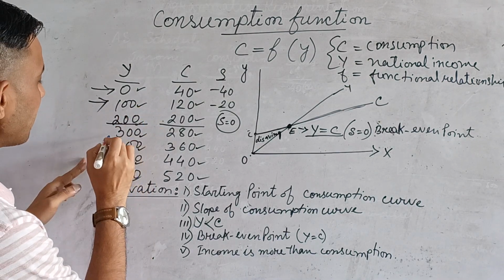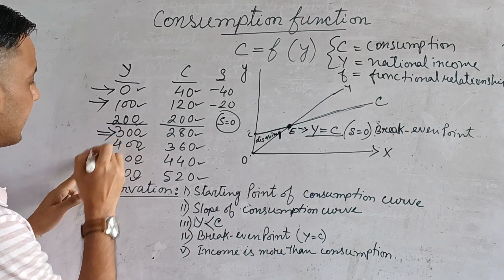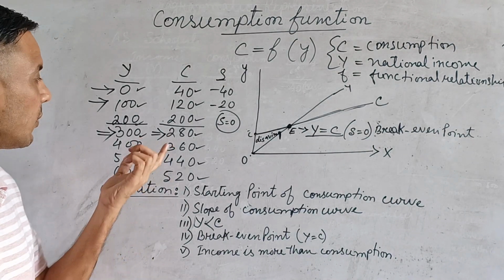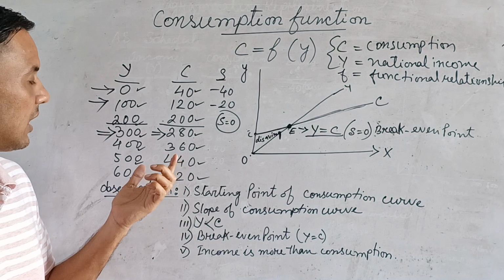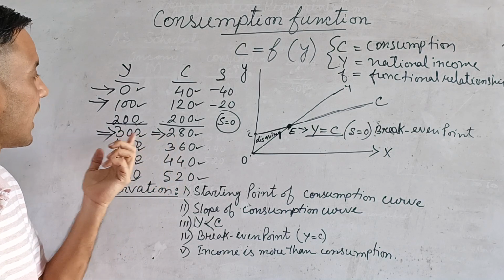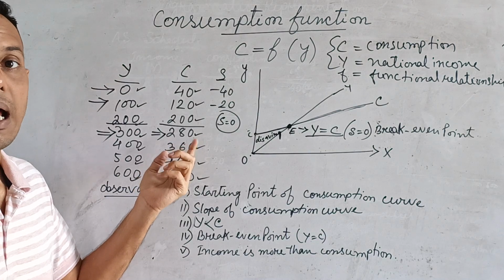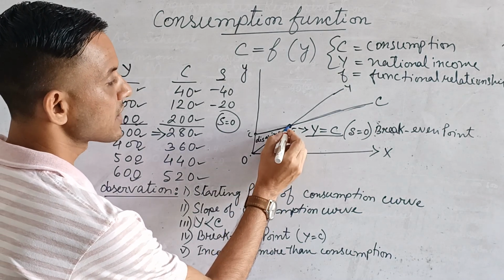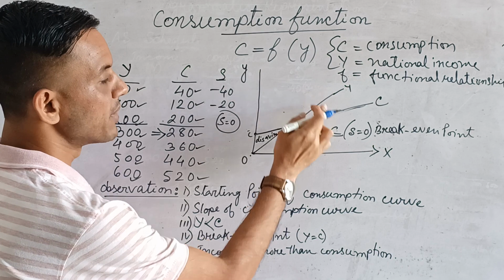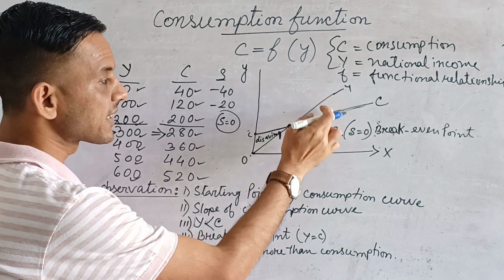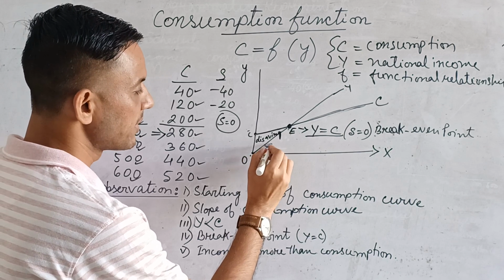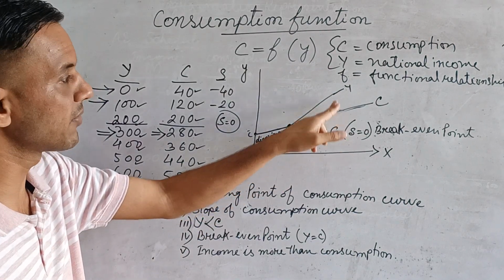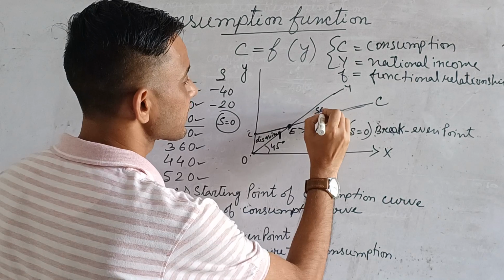Now you see when income is 300, then your consumption is 280. It means you can save 20 rupees. It means you are able to save 20 rupees when income is 300 and consumption is 280. When? After this break-even point. Now you see after this break-even point, your income curve is above this consumption curve. So this gap means what? It means the gap between this 45-degree line and the consumption curve is called what? Savings.